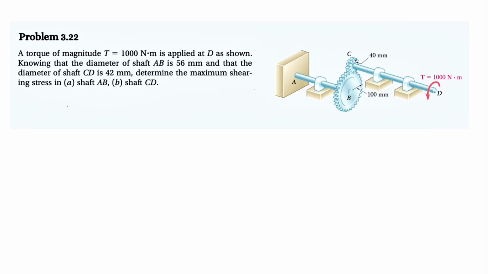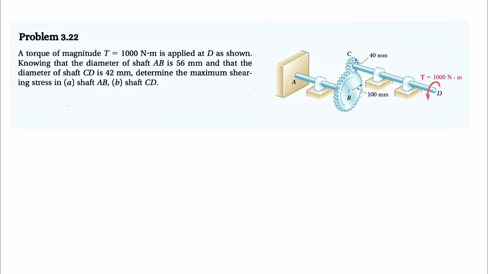Okay, guys, welcome back. We have a follow-up question to the previous video from the third chapter of Mechanics of Materials by Johnston, and we have a torque of magnitude 1000 Newton meter that is applied at D, as we can see. And we know that the diameter of the shaft AB is 56 millimeters and that the diameter of the shaft CD is 42 millimeters. And we need to determine the maximum shearing stress in shaft AB and CD.